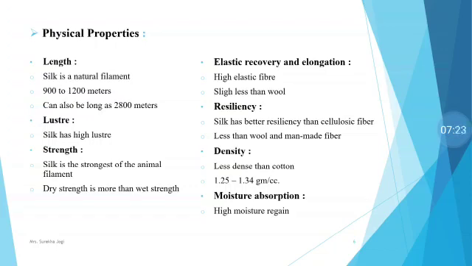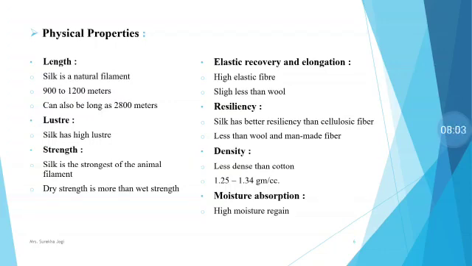It measures 900 to 1200 meters and can be as long as 2800 meters. Regarding luster, silk has high luster. After the sericin has been removed, its luster improves; before removing the sericin it has low luster. Because of its exceptional luster, silk is known as the queen of fabrics. Wild silk has less luster than cultivated silk.